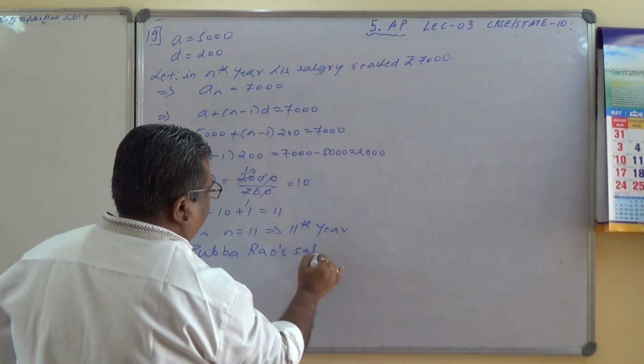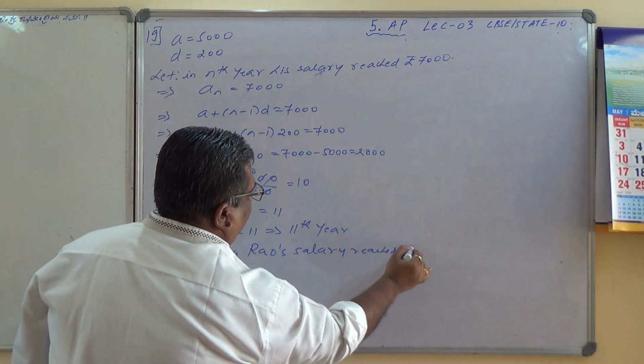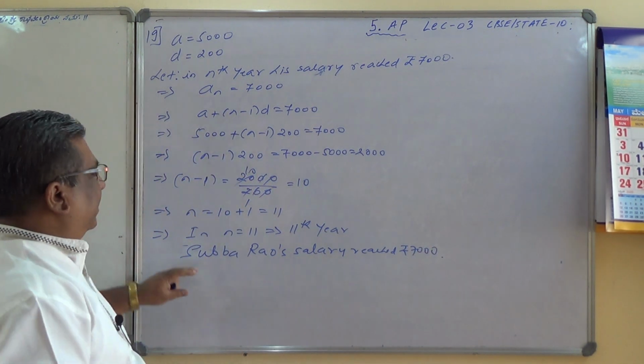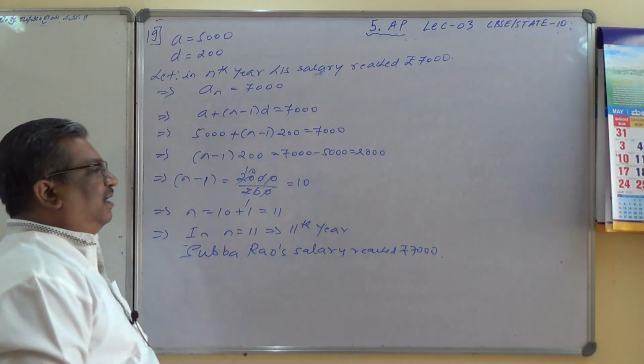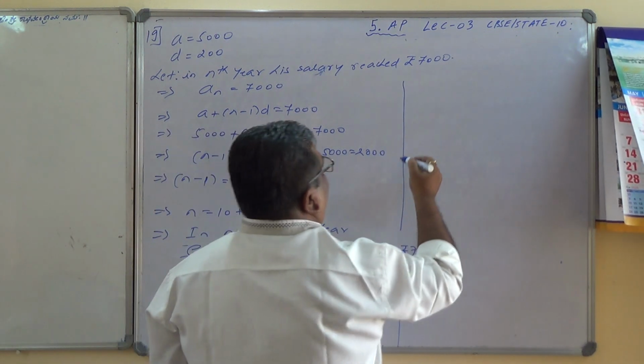Subbarao's salary reached rupees 7,000. But in which year? If he starts in 1995, in which year did his salary reach 7,000? Again I'll use the arithmetic progression only.